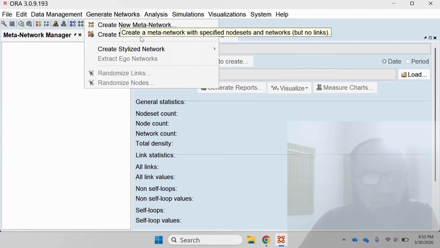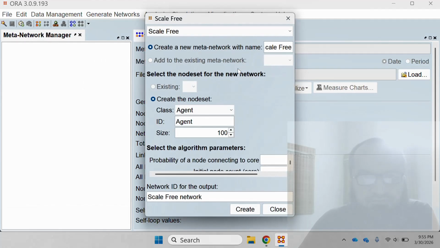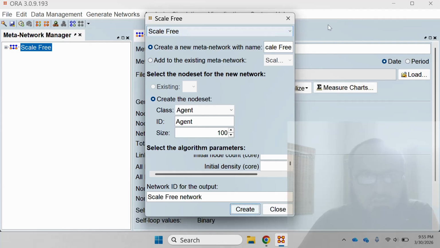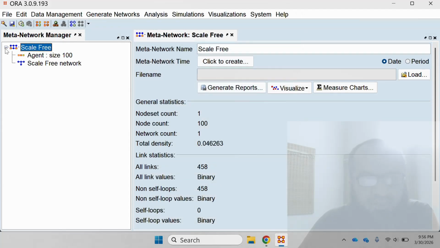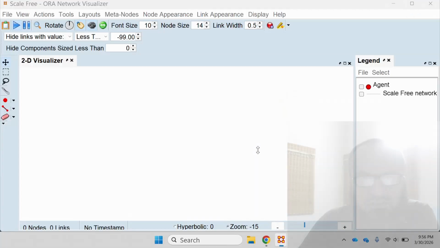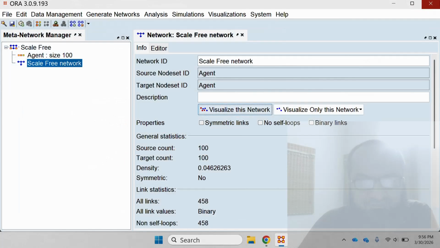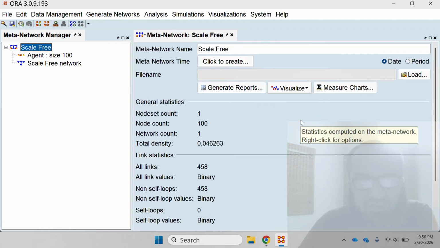So I generate a stylized network, and I create a scale-free network with 100 nodes, with all the default settings. Create. So we have this network now, and we can visualize this. This is the network with 100 nodes which is created. Let's first see how we run the simulation.